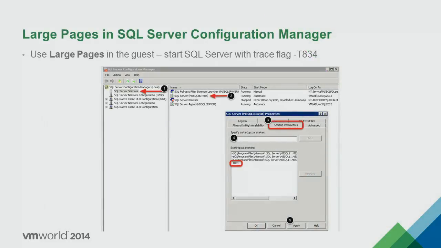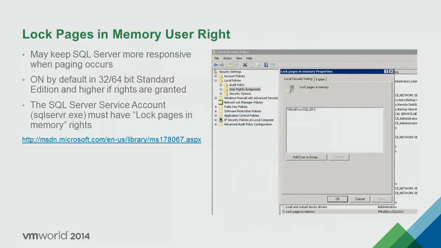Okay, so let's change to the guest. In the guest, we also recommend using large pages. Windows gives preferential treatment to large pages within the guest operating system. So the way we do that is we go into SQL Server Configuration Manager and set Start SQL with trace flag T834. One other piece is needed, though, and that is the lock pages in memory user right. What this allows SQL Server to do is to grab that memory and hold on to it and lock those pages in memory so that Windows can't access those pages. Those are owned by SQL Server.